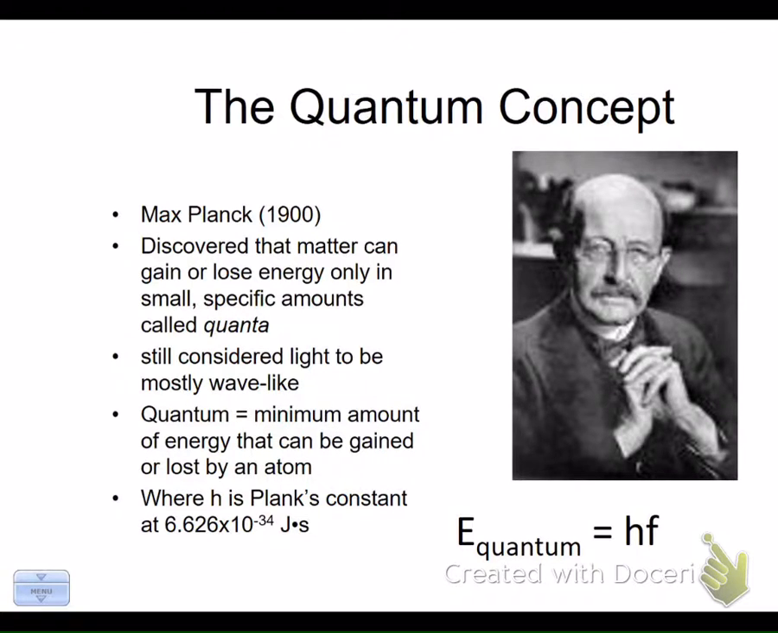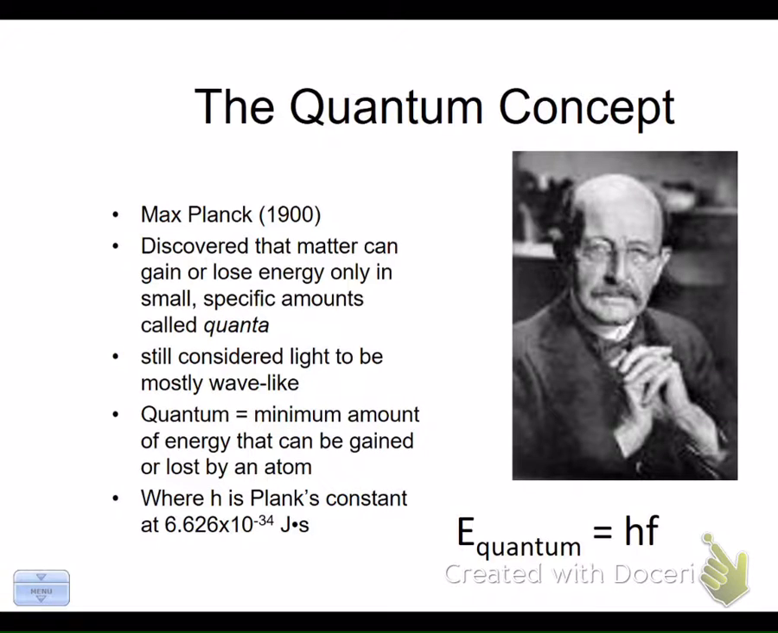Max Planck noticed that when things glowed hot, they didn't just go from glowing orange to a darker orange to a really, really dark orange. No, the colors jumped from red to orange to yellow, and there was really not much in between. That was unusual, because if light was just this continuous stream, you should have seen different shades of orange all the time.